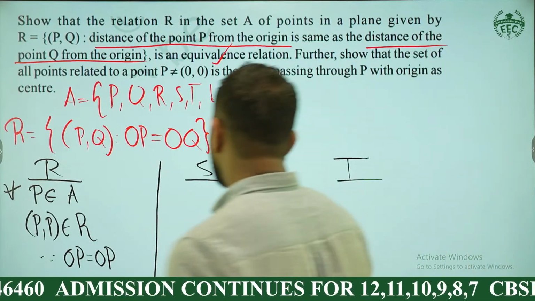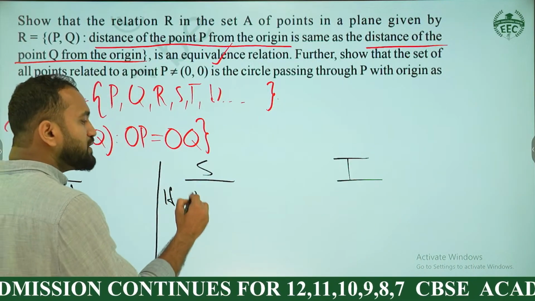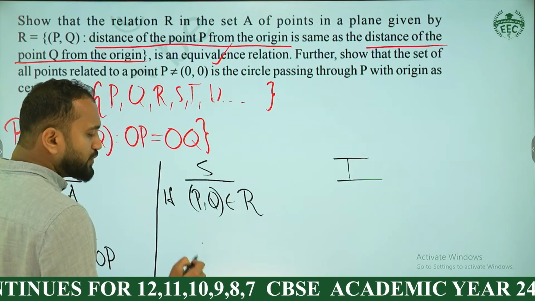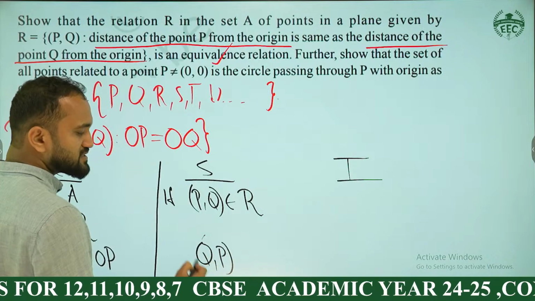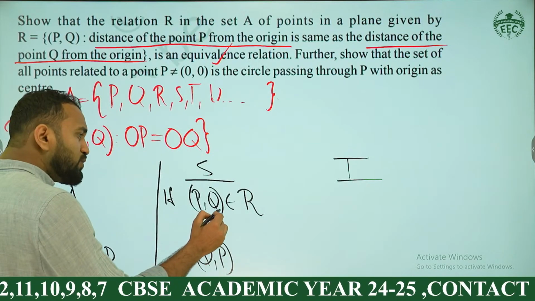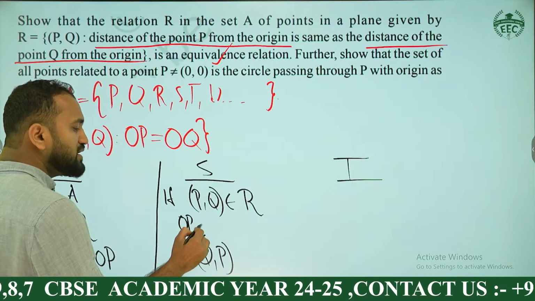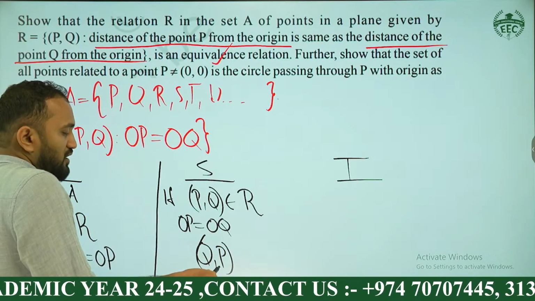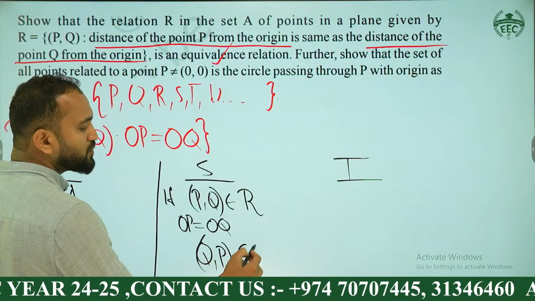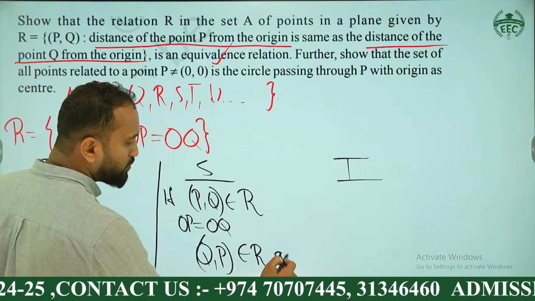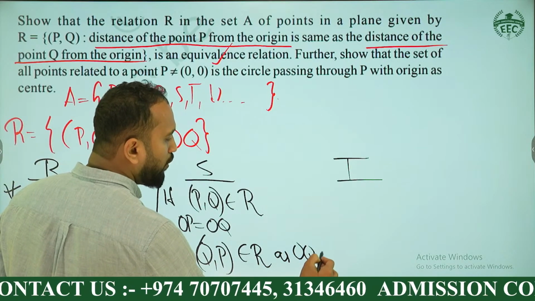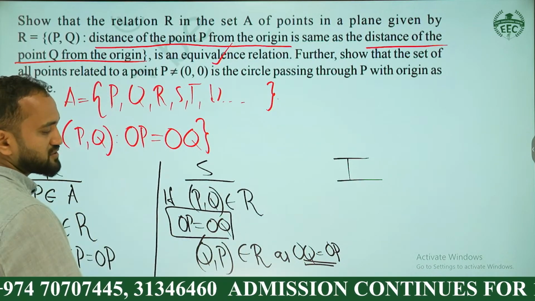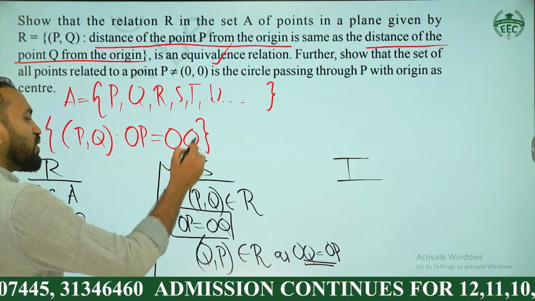Tell me, guys. If I'm saying that (P, Q) is an element of the relation R, then will (Q, P) also be there in the relation R? Yes. Why? Because (P, Q) is in the relation, which means OP is equal to OQ. Conversely, can I say OQ is equal to OP? Yes. In that case, (Q, P) will also be there in the relation, as OQ is equal to OP. So you can say that the relation is always symmetric.